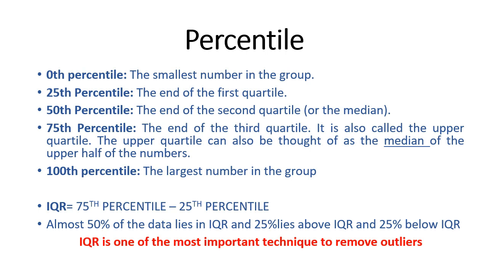So basically IQR equals 75th percentile minus 25th percentile. Sometimes we also refer to it as Q3 minus Q1, that is quartile 3 minus quartile 1. And it is very amazing to know that almost 50% of our data lies in the IQR and 25% lies above IQR and 25% below IQR. IQR is one of the most important techniques for a data scientist to remove outliers. Apart from it, we can also use skewness.